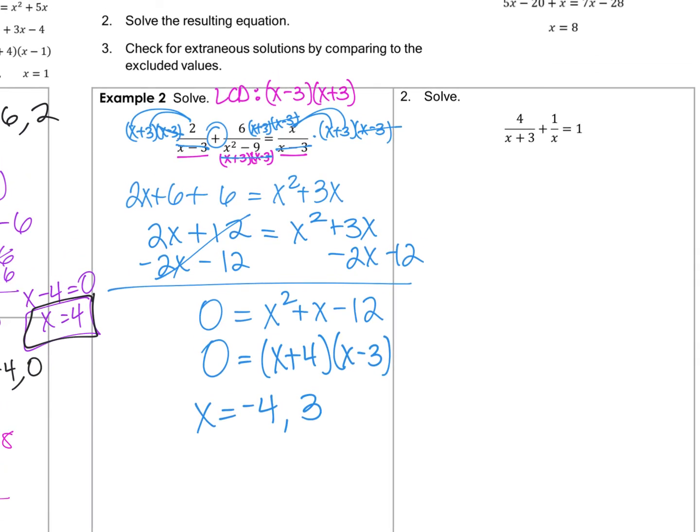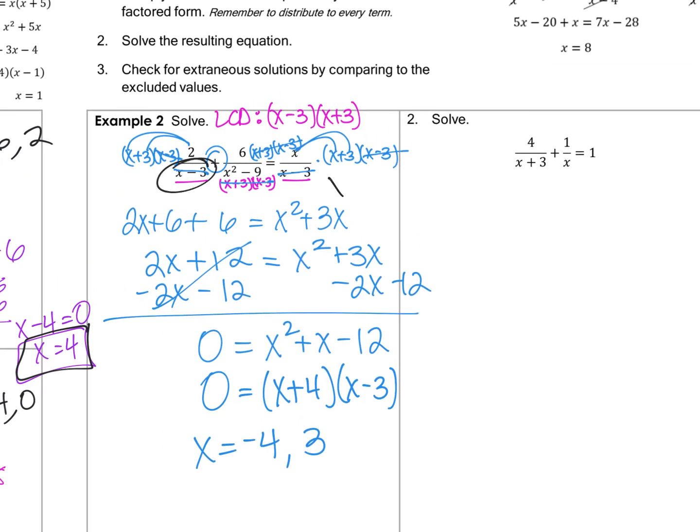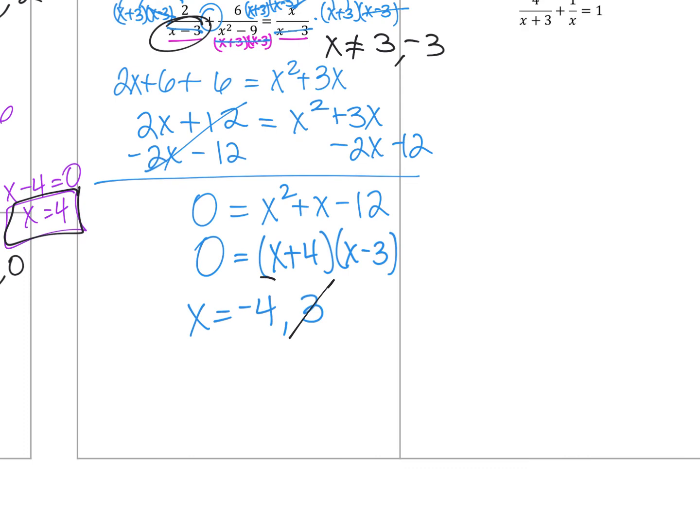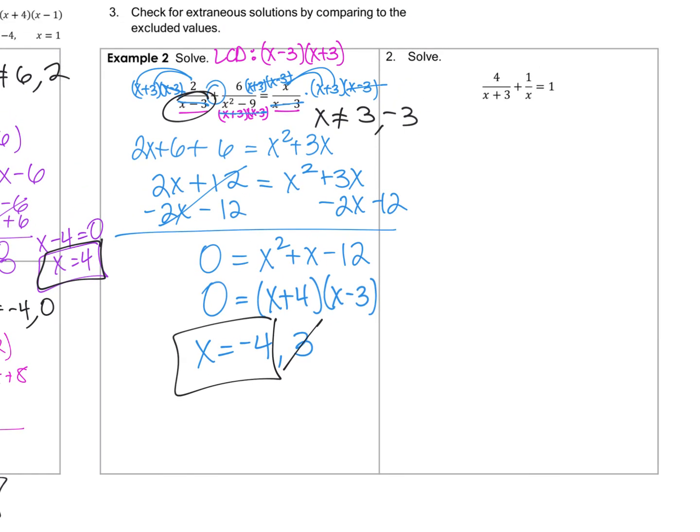If you look at your denominators, x cannot equal 3 or negative 3. So notice 3 is not a good solution. It would be extraneous, so the only answer we would put is negative 4. So make sure you're always checking for extraneous solutions.